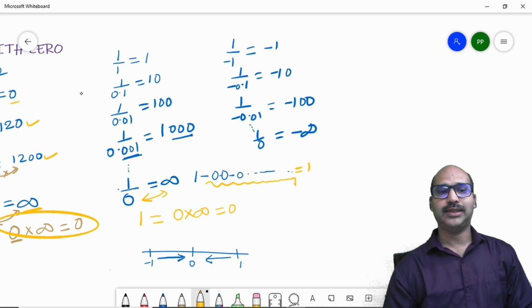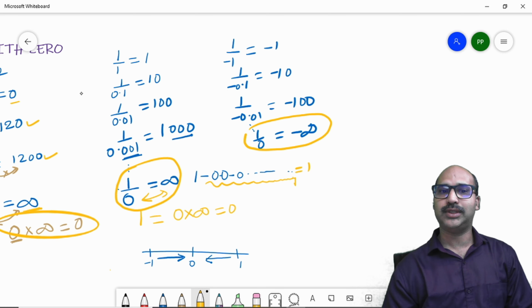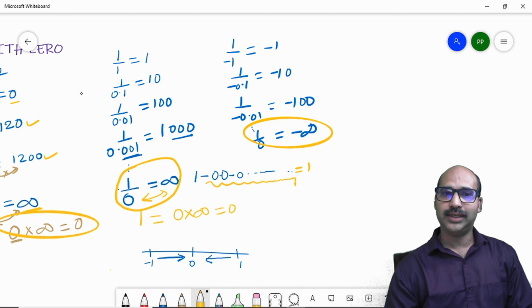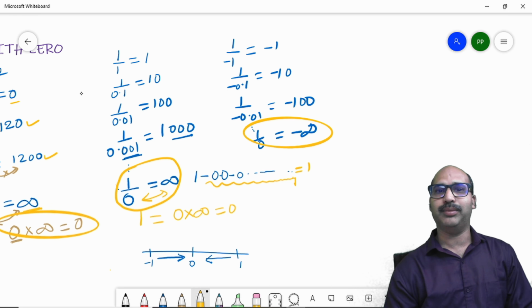So somebody can say 1 by 0 is equal to plus infinite, or somebody can say 1 by 0 is equal to minus infinite. When the denominator is a negative number, then we can say it is equal to minus infinite. If the denominator is a positive number, then we can say it is equal to plus infinite. So for the same number, 1 by 0, we are seeing two cases: positive infinite and minus infinite.